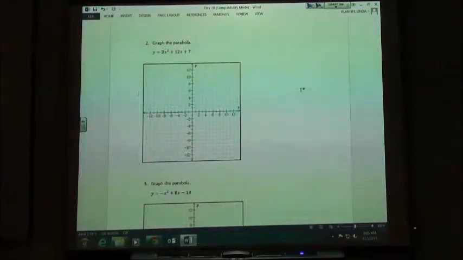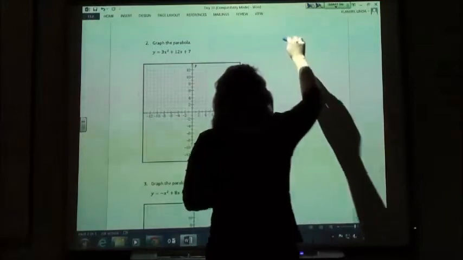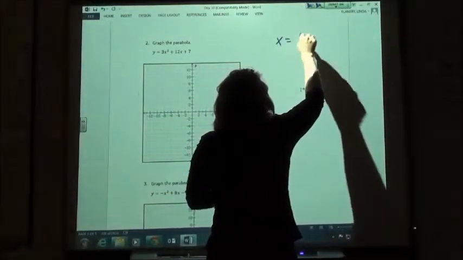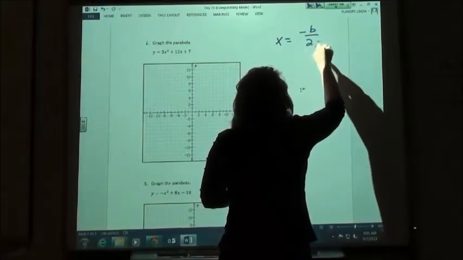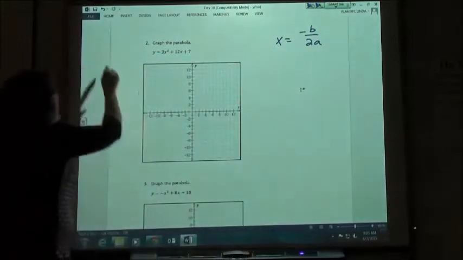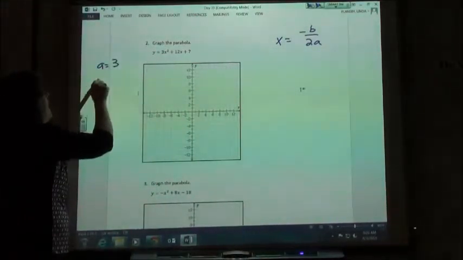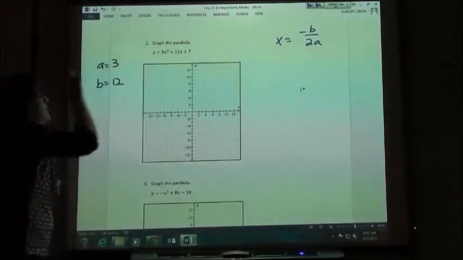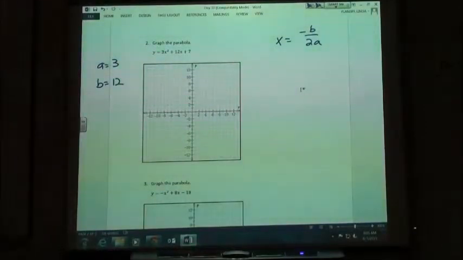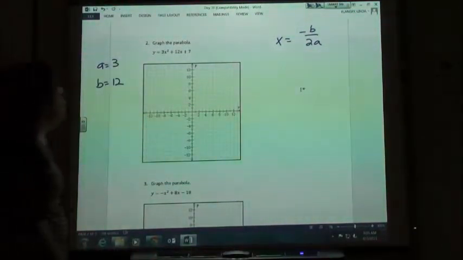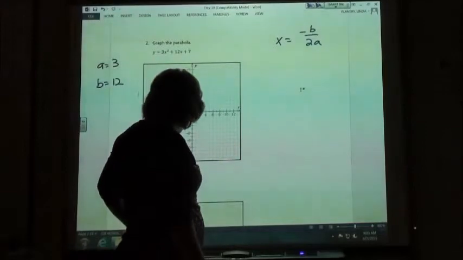Okay, let's start this again. So, to find our middle value, we have x equals minus b over 2a. A we said was 3, and b is going to be 12 then, right? So, putting that into our formula, what would we have?